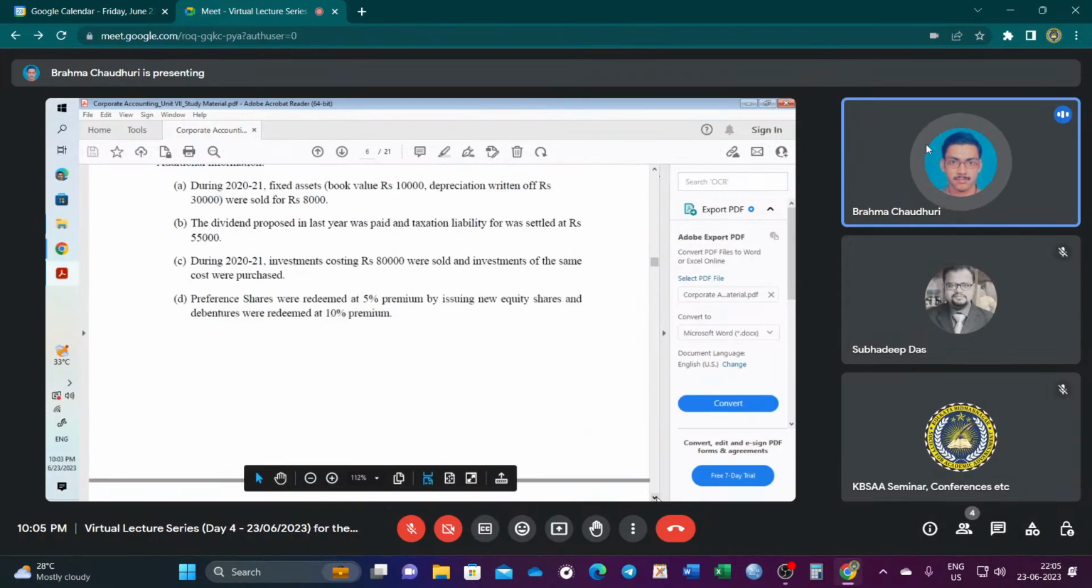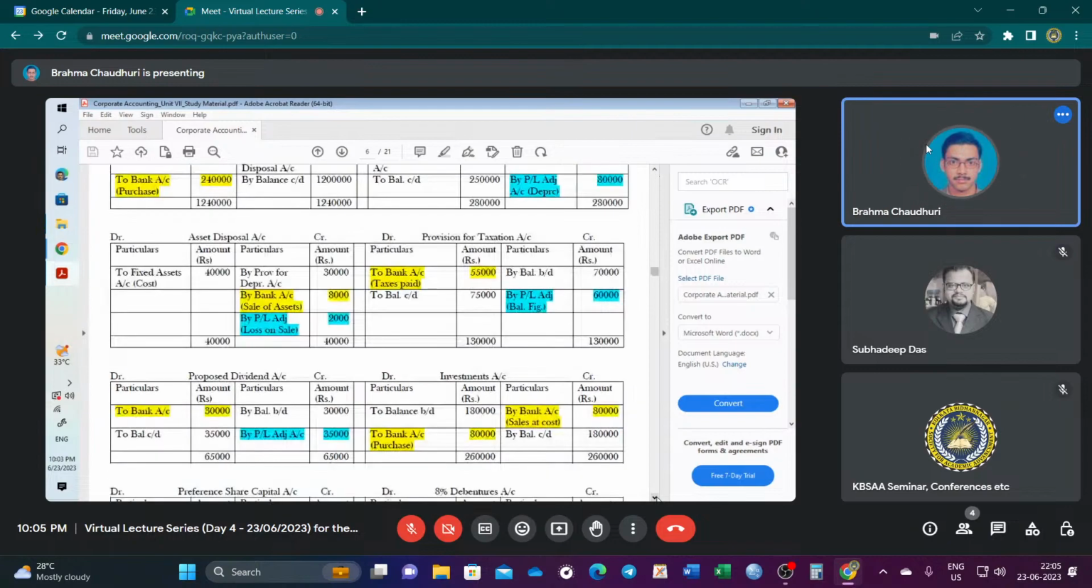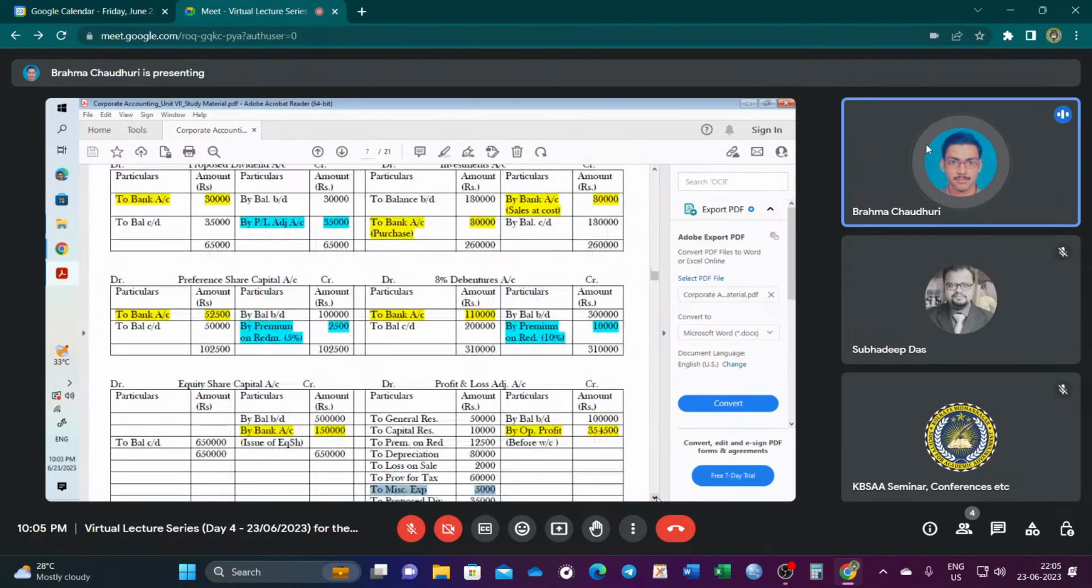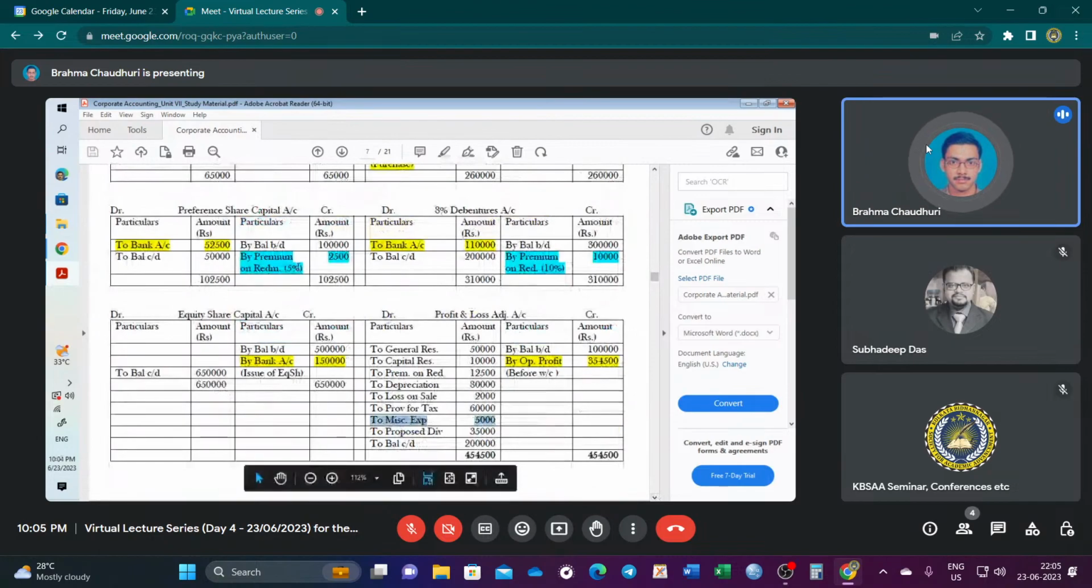First of all, we will focus on the premium on redemption of preference share. The amount being redeemed is 50,000 out of the preference share capital of 1 lakh. On this 50,000, there is a 5% premium, so 5% of 50,000 is 2,500. So the premium on redemption of preference share capital is 2,500, and that has to be shown.